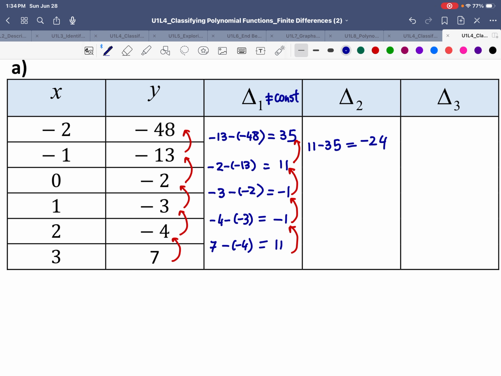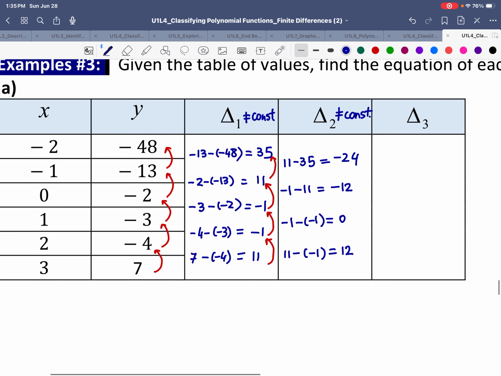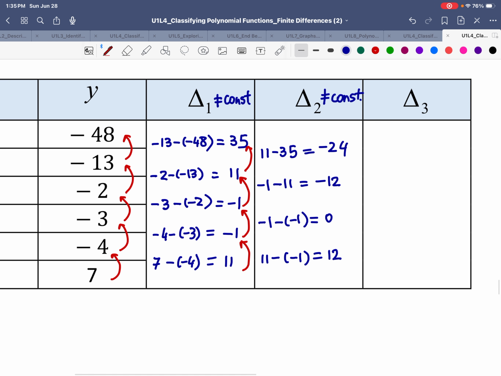Next, we have negative 1 minus 11. That's a negative 12. And now we have negative 1 minus negative 1. That will give us negative 1 plus 1, or 0. And 11 minus negative 1 would be equal to positive 12, so 11 plus 1. As you can see, delta 2s are also different than a constant number, so it's not a quadratic. So we'll move on to the third differences.